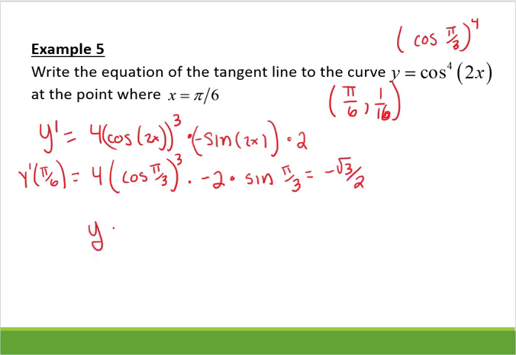Again, remember I like point slope. Y minus y1, which in this case is 1/16, equals slope times x minus x1.